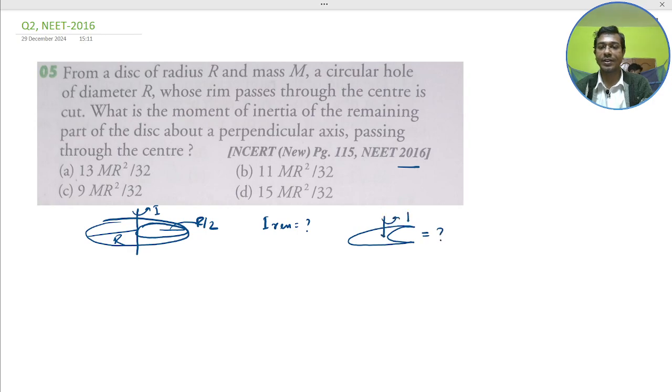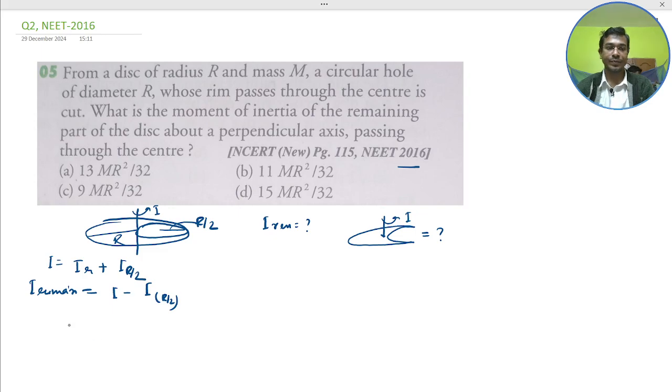This is the I center of mass you have to find. So for solving this, I would become I remaining plus I of radius r by 2. So I remaining would become I center of mass along this point minus I of radius r by 2. I means m r square by 2. Just put this value minus.